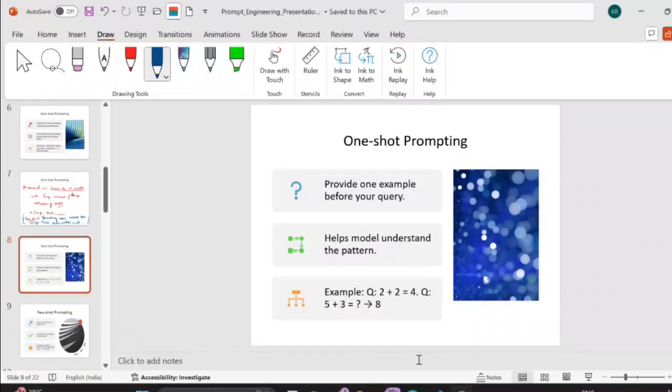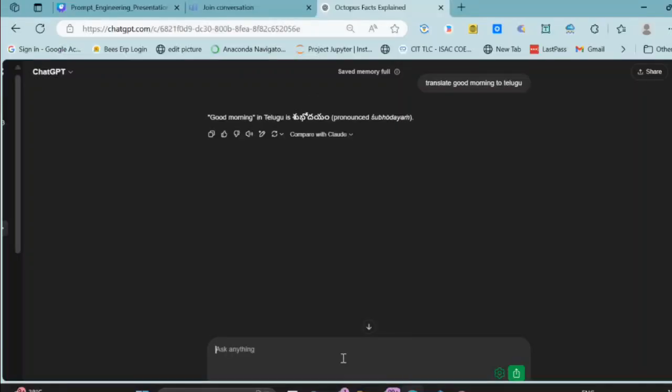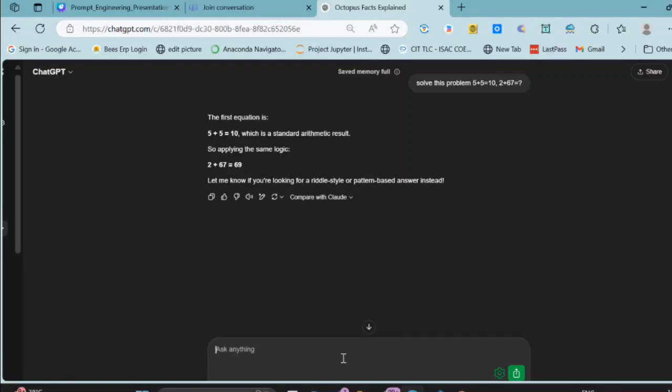Okay, let's take a simple example. 2 plus 2 equals 4, we all know. 5 plus 3, absolutely 8. So before that, we are providing the prompt: solve this problem. 2 plus 2 equals 4, 5 plus 5 equals 10. 2 plus 67 equals? The first equation is 5 plus 5 equals 10, which is a standard arithmetic result. Okay, so applying the same logic, 2 plus 67 equals 69.